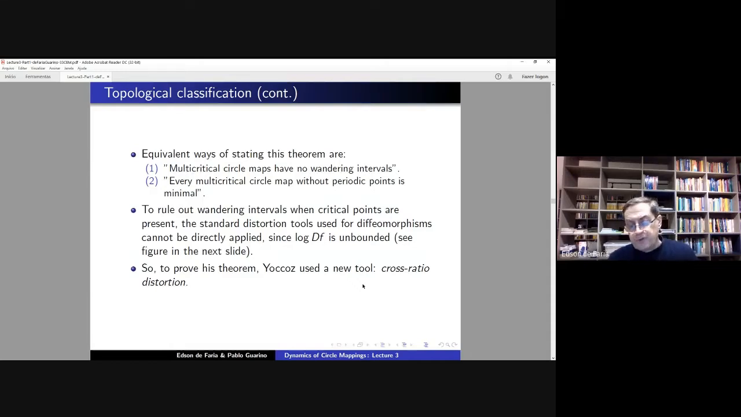So in order to prove this theorem, Yoccoz had to introduce a kind of new tool. I mean, it's a tool that was already present in geometry, but he was one of the first people to actually use it in dynamics, in one-dimensional dynamics, okay, which is cross-ratio distortion. I'll explain that in a little while.